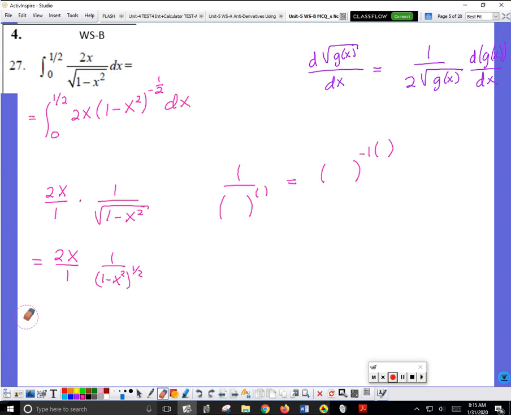Does that make sense? Now I can use this property right here to rewrite this like so: 2x over 1, 1 minus x squared to the negative 1/2 power, all over 1. So that's how I got from here to here. You just don't have to write out these steps. This is just so you can see it.